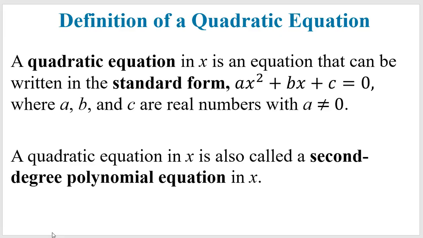Please note that a, b, and c need to be real numbers and that a cannot be equal to 0, because if a is equal to 0, then the x squared goes away and you have a linear equation. It would completely change what family it's in. So we are going to focus on the quadratics.